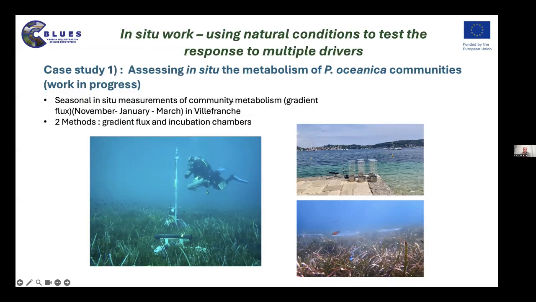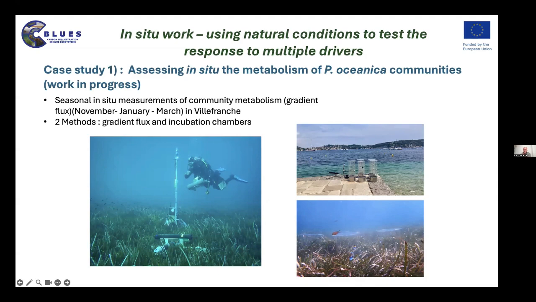And for that, we have used two different methods. We have used a gradient flux approach. The gradient flux is a non-invasive method that allows us to determine the metabolism, so the net primary production, and we can also estimate the net calcification of the community. We deploy our sensors and basically we measure the gradients of oxygen and pH in the water column. We also characterize the water velocity, the water current, and with that we can back calculate what is the primary production and the net calcification of the community.